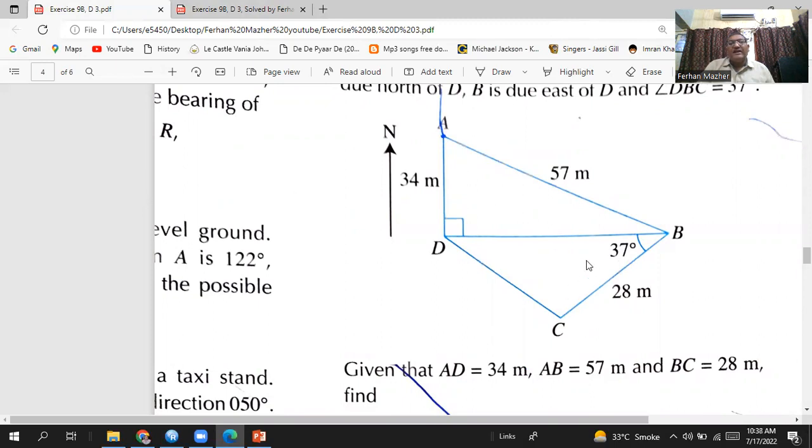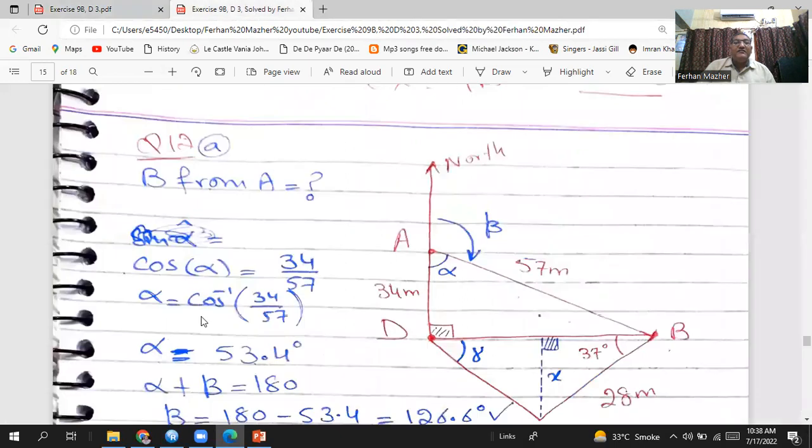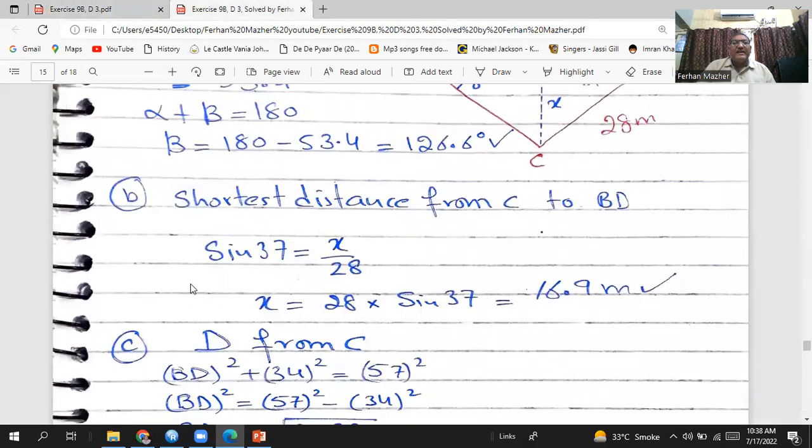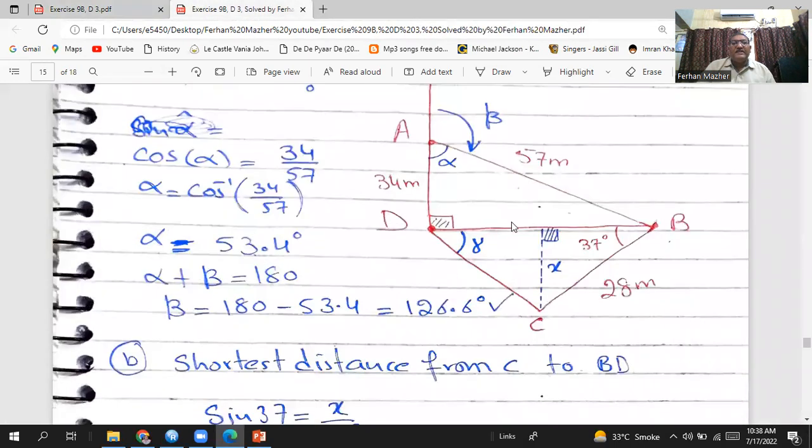So then this will be a right angle triangle. I know this angle, I know the hypotenuse, and I want to know this, which will be the perpendicular. So I will use the sine, simple sine. Okay, so this is the distance which we want to find out. I have named it as X.